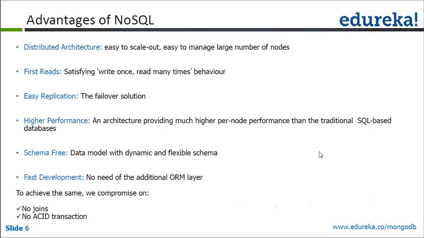The moment we say ACID transactions, we know what ACID is: atomicity, consistency, isolation, and durability. So any transaction that happens in your RDBMS world should support these four characteristics, right? But MongoDB, like most NoSQL databases, does not. There are some NoSQL databases coming up which claim that they try to give ACID transactions, but I'm not talking about that today. We're mainly focusing on MongoDB. MongoDB does not support full ACID transactions.